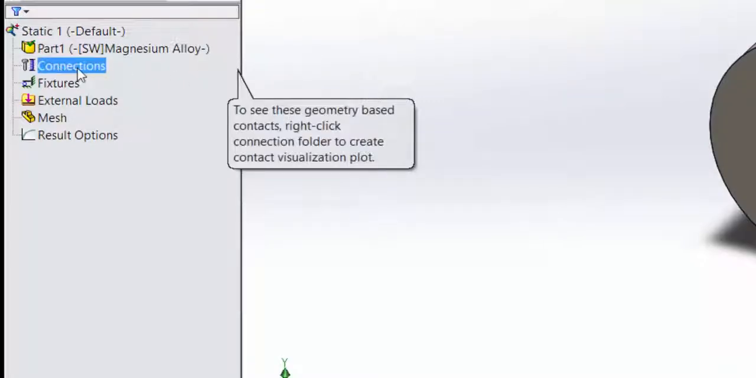Next, we see an option for connections. This allows you to define connections between different parts, especially in an assembly. However, since we will only be analyzing simple parts, there is no need to set any connections.